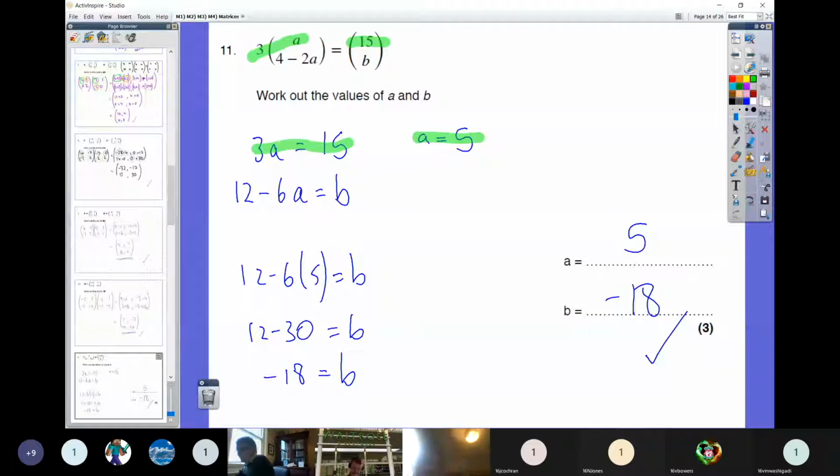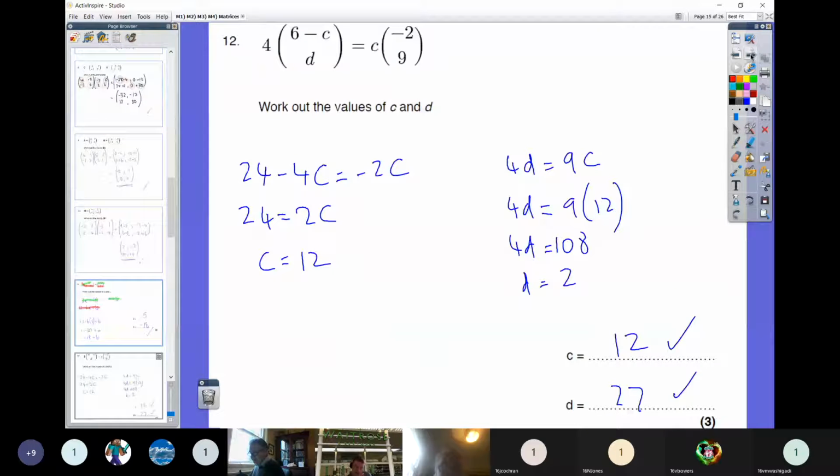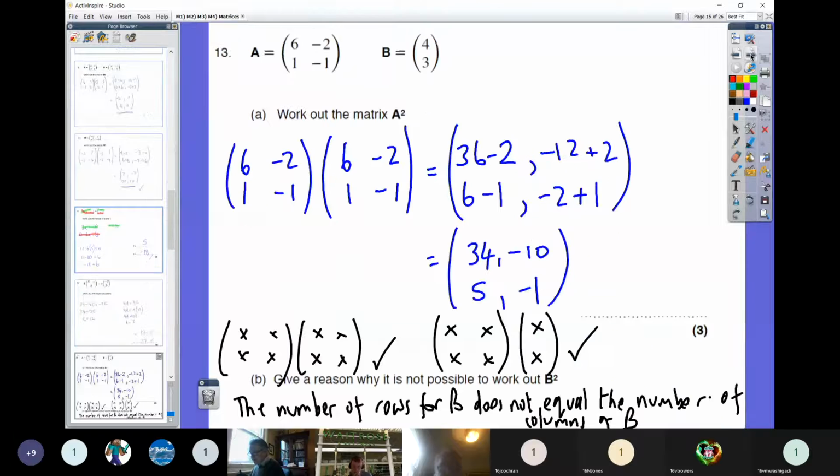Then working our way along the bottom row, we've done 3 times 4 minus 2a equals b. So that's 12 minus 6a equals b. We've worked out what a is already, so we can work out what b is. And 12 is similar. As 13 is just a times, yeah.